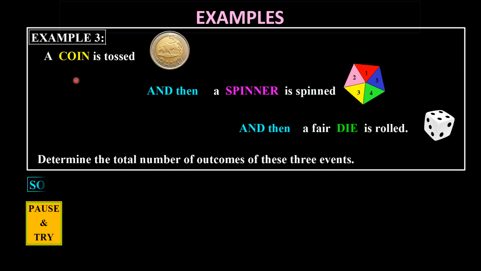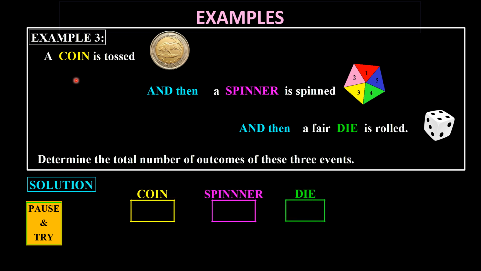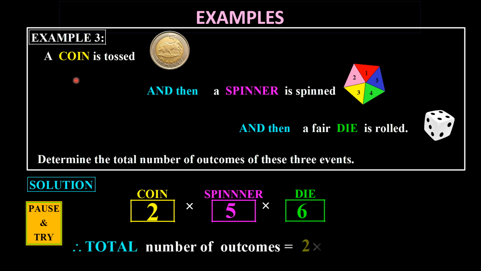Now let's look at your solutions. We have a coin, and then we have a spinner, and then we have a die. For the coin, we have 2 options. That's correct. And for the spinner, we have 5 options. And for the die, we have 6. These events are independent, and we can apply the fundamental counting rule or the product rule. So we find the product, right? So therefore, the total number of outcomes of these 3 events is 2 times 5 times 6, and you don't even need a calculator to do that, and that is 60.